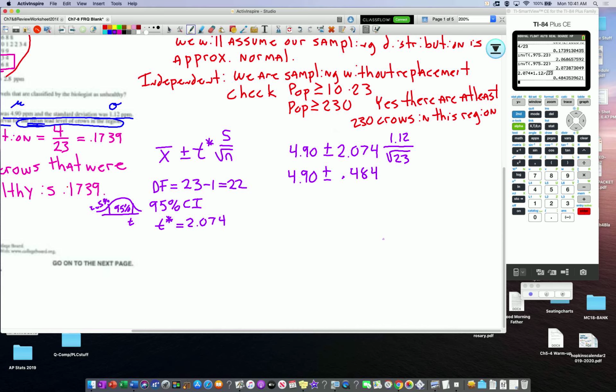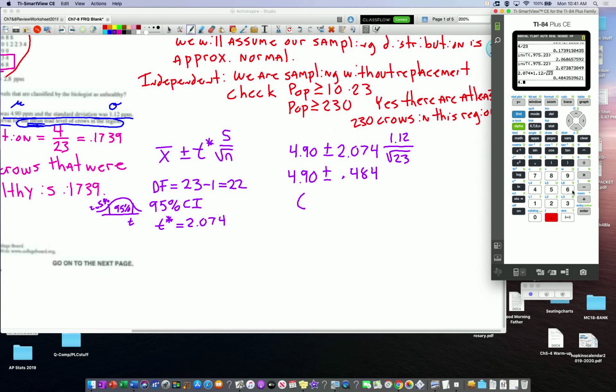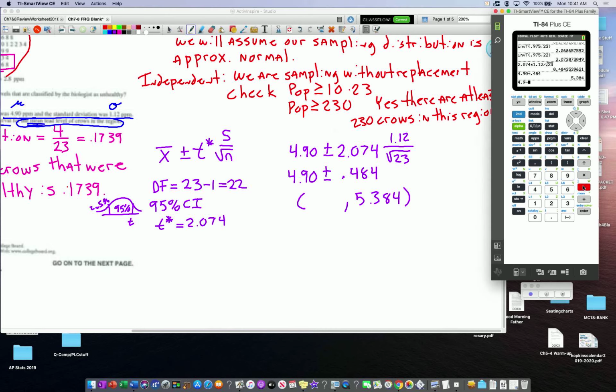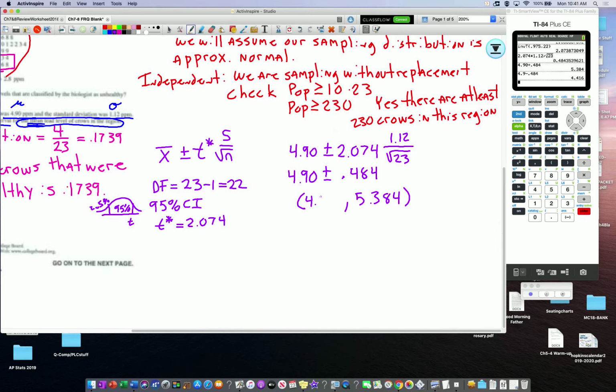So now if I add and subtract that, 4.90 minus 0.484. Oops, I did the plus there. So I did the upper bound, 5.384. And 4.9 minus 0.484, sorry, that would be 4.416. All right, so the last part is our conclusion.